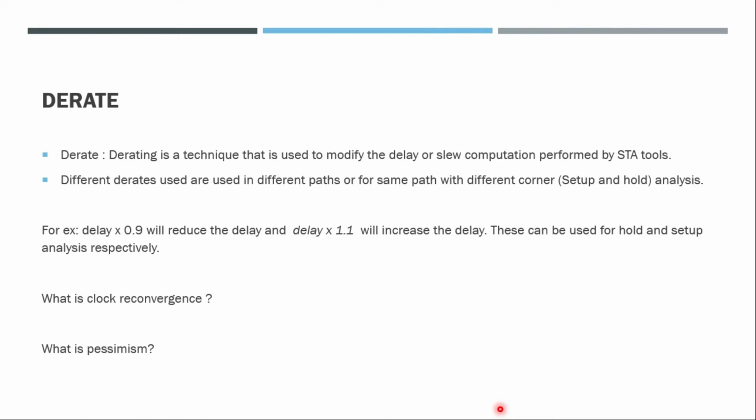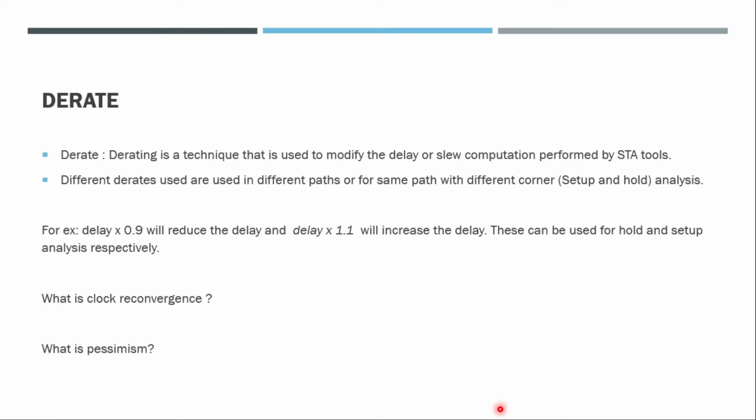So our main term is CRPR, clock reconvergence pessimism removal. We know what a clock is, but what is clock reconvergence? Reconvergence is a term which refers to the path where the clocks actually meet. Which clocks are we talking about? If we consider a reg to reg path, we have a launch flip-flop and a capture flip-flop. Both are driven by clocks, which we call the launch clock and the capture clock. The common path where the launch clock and capture clock meet is called clock reconvergence.